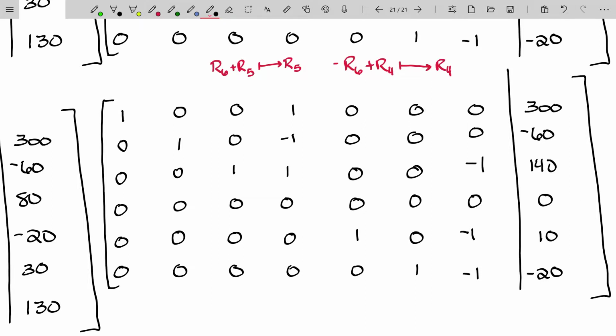You can see this, we have a row of zeros, which means we have an infinite number of solutions, but we knew we were going to because we had way too many unknowns. So that's just a reality, but that's okay.